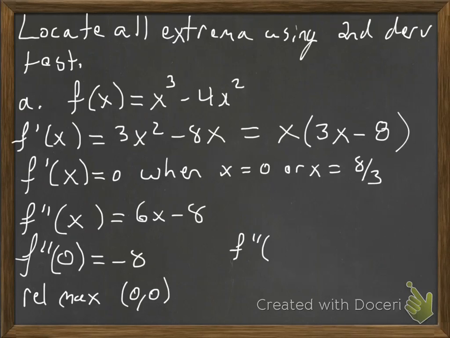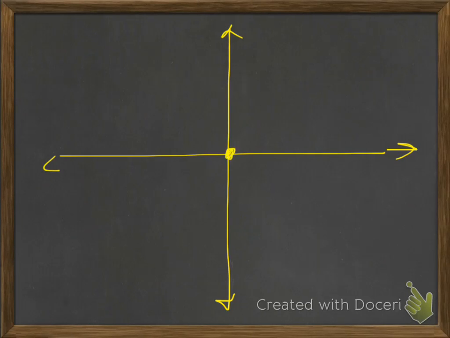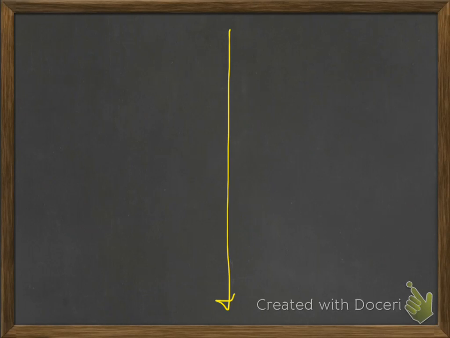That wasn't too hard. f double prime of 8/3 is going to be 8, and that's positive, so we have concave up, which means we have a relative minimum. And I'll let you figure out the location of, oops, go back. That should be 8/3, so let's fix my boo-boo there. All right. So that's where it's located: relative min at 8/3, comma f of 8/3. Okay, now we can move on. We'll go ahead and graph this.